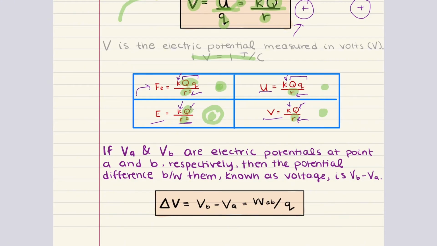You also notice that electric potential is related to electric field strength and potential energy, but it just provides a different way of thinking about the energy landscape created by charges. And hopefully this table helps you remember the differences between electric force, electric potential energy, electric field strength, and electric potential.